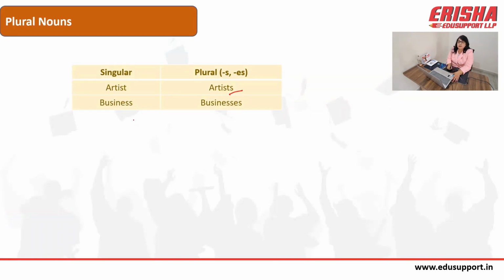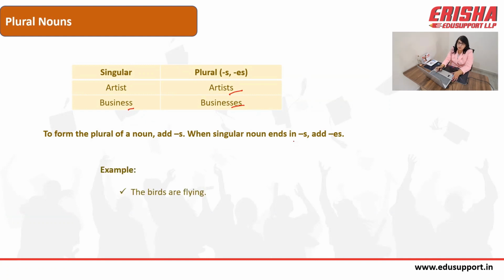Suppose the singular noun's spelling ends with s. Then mostly we add es next to that. So to form the plural of a noun, just add s. When the noun ends with s, we can add es to make the plural form of it. So for example, birds are flying, or we can also say businesses are open.